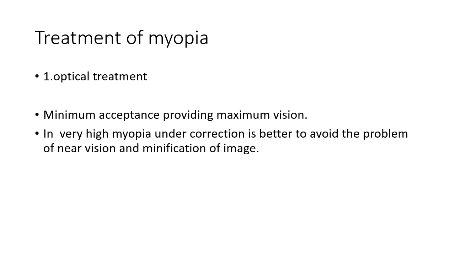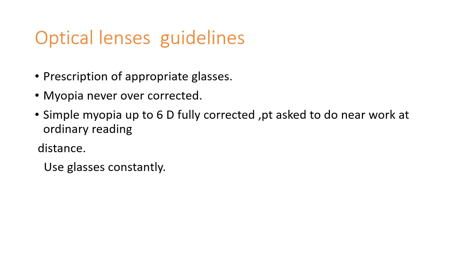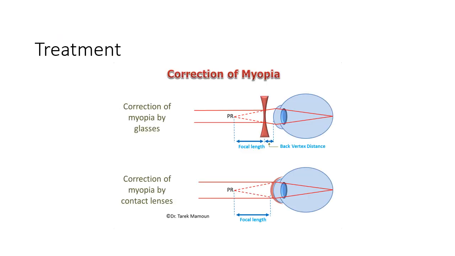Minimum minus power providing maximum vision. In very high myopia, undercorrection is better to avoid the problem of near vision and magnification of image. Optical lens guidelines: prescription of appropriate glasses, myopia is never overcorrected, simple myopia up to 6 diopter is fully corrected. So this is how we give treatment.